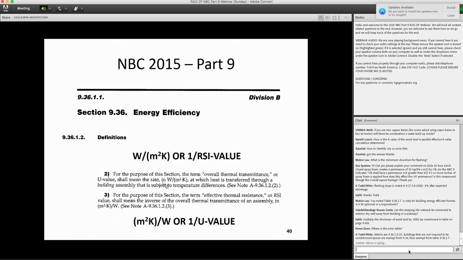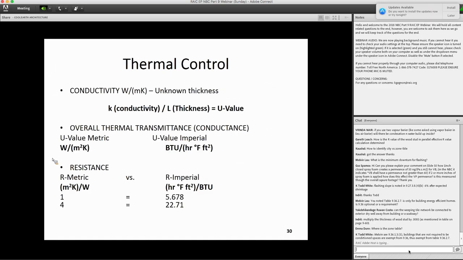Can you please explain your comment on slide 50 on 1-inch spray foam creating a permeance? In the NBC, it indicates the vapor barrier shall have a permeance not greater than 60. If 2 or more inches of spray foam is applied, how does this affect the vapor permeance? Is this measured through the overall square footage? Yes, okay, this is a great, confusing question. I'm going to show you. It's a very common confusion. Slide 50.